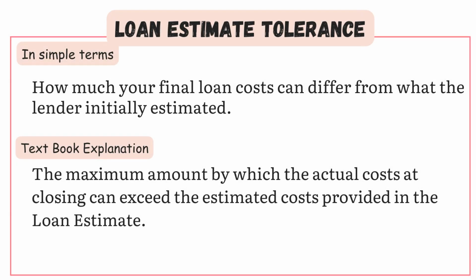Loan estimate tolerance. In simple terms, it is how much your final loan costs can differ from what the lender initially estimated. As per textbook definition, loan estimate tolerance is the maximum amount by which the actual costs at closing can exceed the estimated costs provided in the loan estimate.